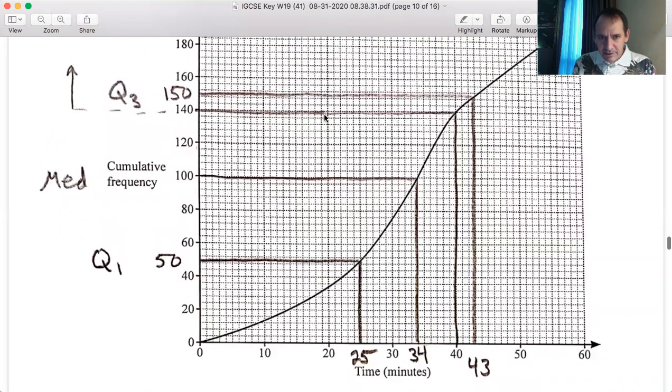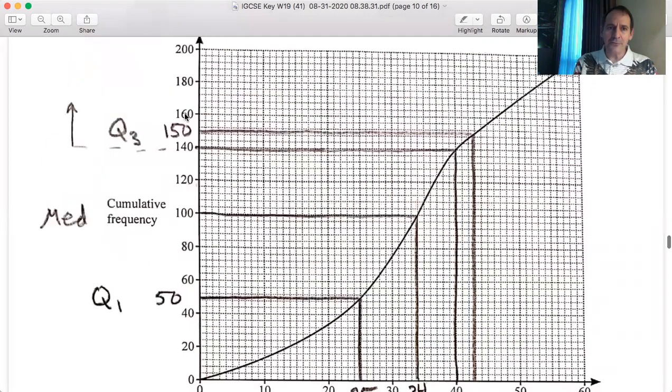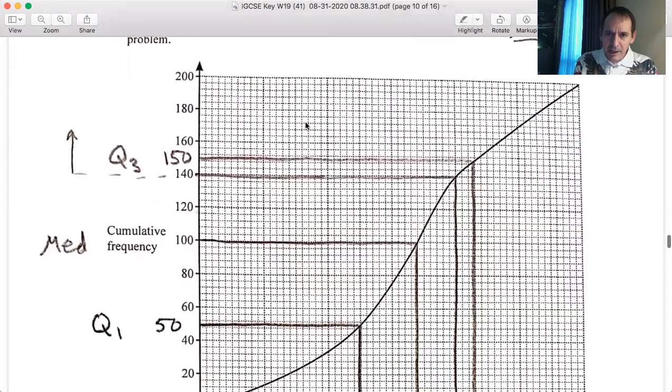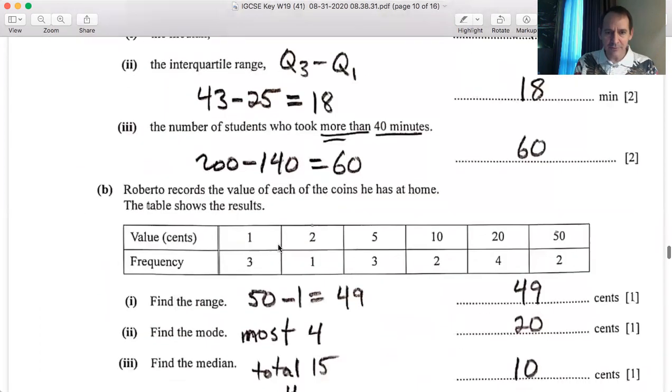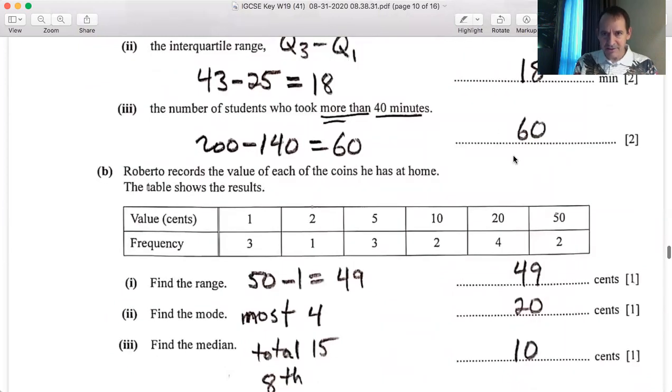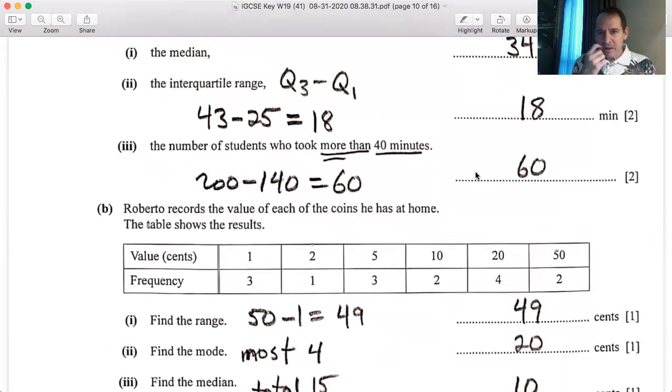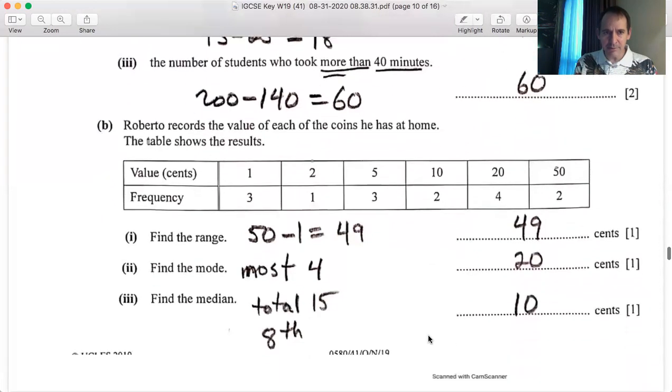Turn 90 degrees and follow it over. It's at 140, and we want this top side here. We want the more than. So the more than from 140 up, 200 minus 140 is 60. So 60 students out of the 200 took more than 40 minutes to complete the problem.